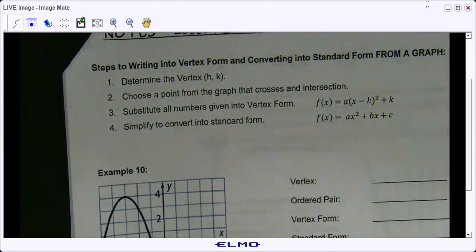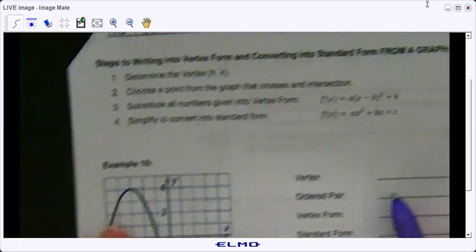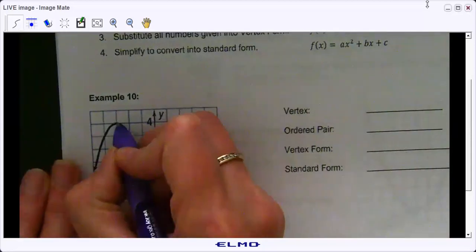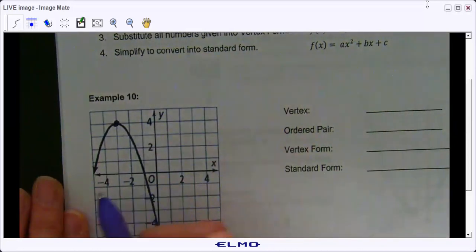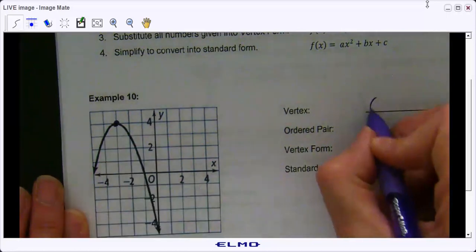We have a graph, and we're just going to look at the graph and figure out a vertex. We're going to choose some random ordered pair, and then we're going to write it into vertex form. So our vertex is the center point of the graph. So our vertex is what? Yep, -3, 4.